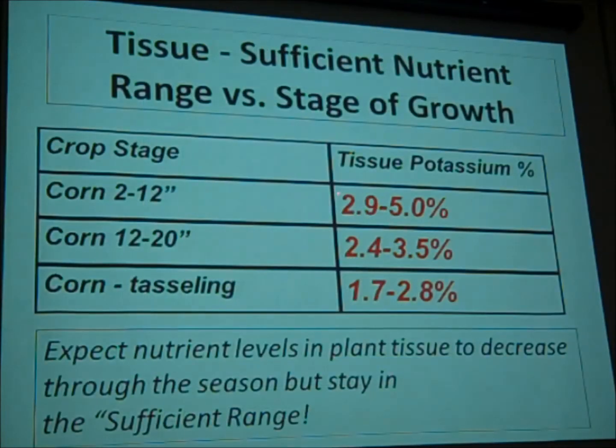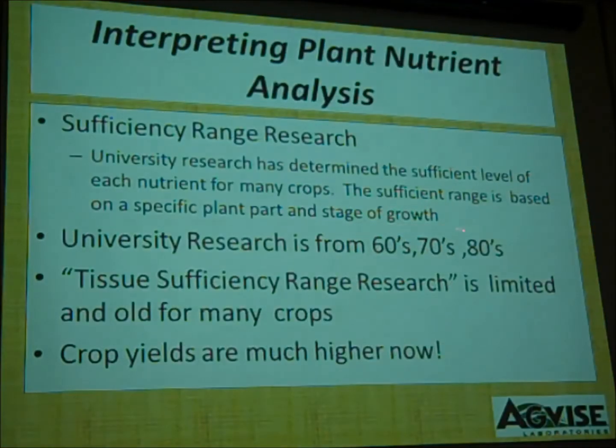Here's an example of what happens to the sufficiency ranges in corn as it gets older. Early on, we like to see 2.9 to 5% potassium, and then that drops off as the plant gets older. That's what we expect to see. That's okay, that's the way it's supposed to work. Much of the research came from the 60s, 70s, and 80s from the universities. That hasn't been an emphasis recently. We're hoping that they might do some more of that in other areas to redefine some of the sufficiency ranges.